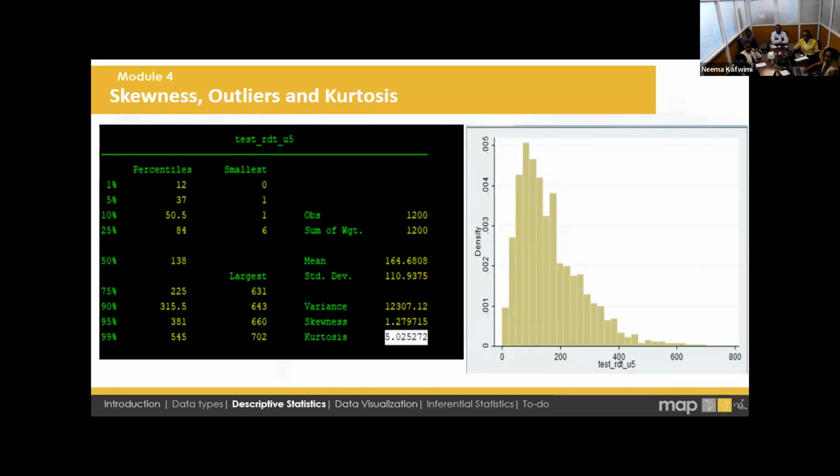As I say, it's very important to understand the range. You can ask yourself, am I expecting the maximum value to be 702 and the minimum value to be 0? It tells you the mean and the median. The median is 138 and the mean is 164. What does it tell you, when the mean is 164 and the median is 138? Is it like the measure of the difference between maximum and minimum?